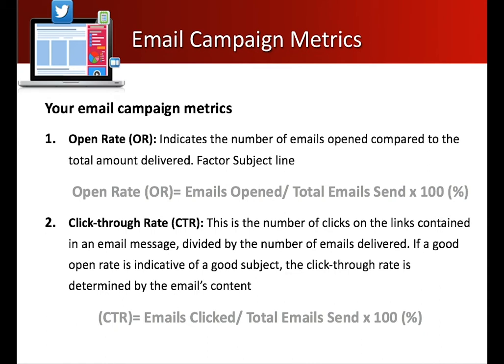Click-through rate. This is the number of clicks on the links contained in an email message divided by the number of emails delivered. If a good open rate indicates a good subject line, the click-through rate indicates good email content. The way you calculate this is take the number of email clicks, divided by the total emails that you send, multiplied by 100.